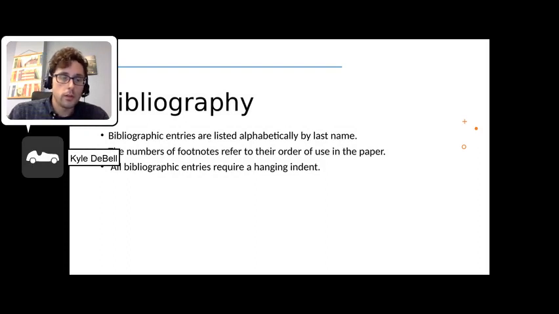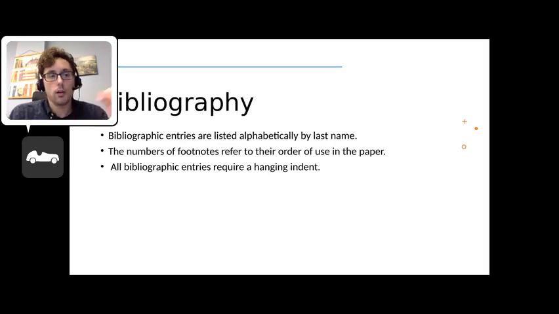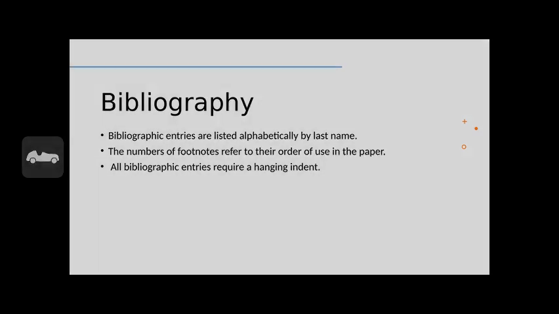All right, and so with bibliographies, you are going to want your bibliographic entries in alphabetical order by the last name of the author that appears first in the particular citation or bibliographic entry. Footnotes refer to their order of use in the paper. That's why footnotes are there. You see a footnote, and then you can go back to the source in question. Again, bibliographic entries do require hanging indent. For more information on this, Purdue OWL has a sample Chicago style paper that's extraordinarily helpful to look at as a model. So that's just a little bit on the bibliography.